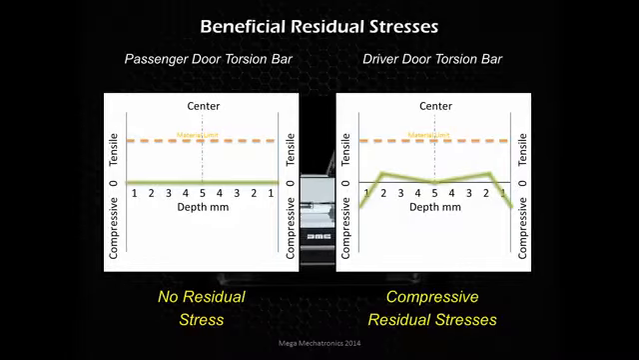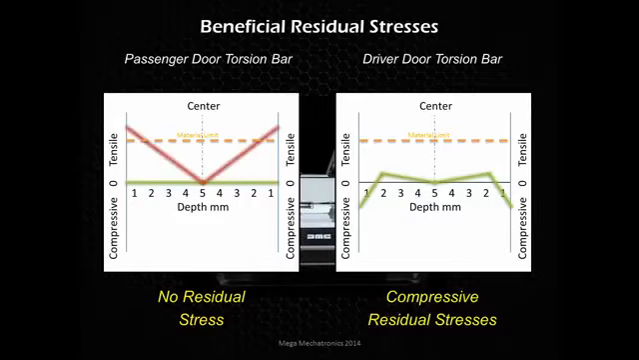They pulled them out of the vehicle and they're just sitting there on the table. So you can see on the driver's side door, at the surface of the part, there is a compressive stress. And then as you go deeper, it'll transition into a tension stress because these stresses have to balance out within that material. But you see there's a compressive residual stress at the surface of this torsion bar. So what happened? Why did it fail and why was that sagging?